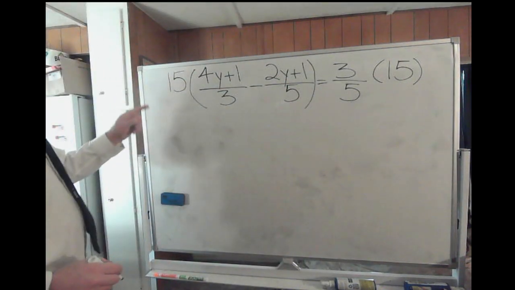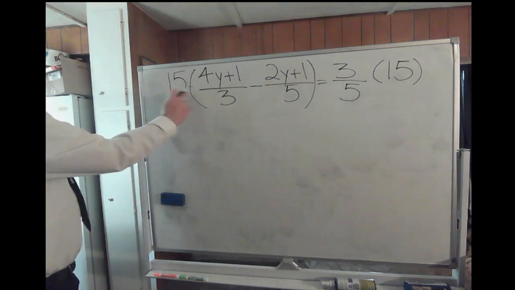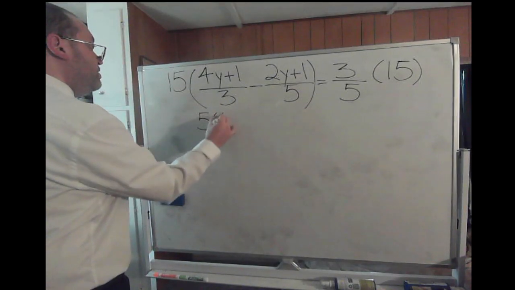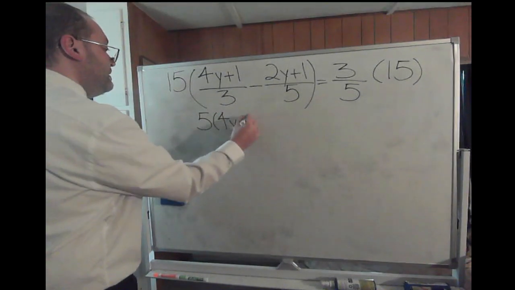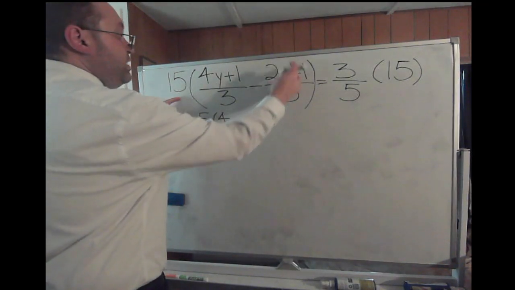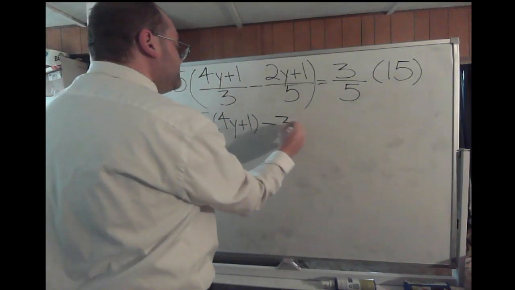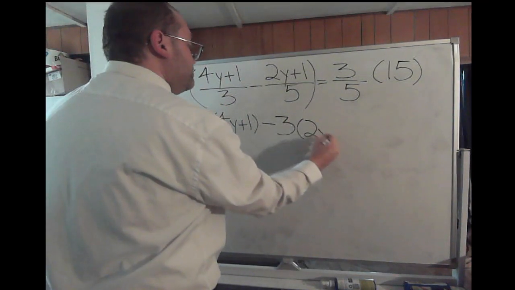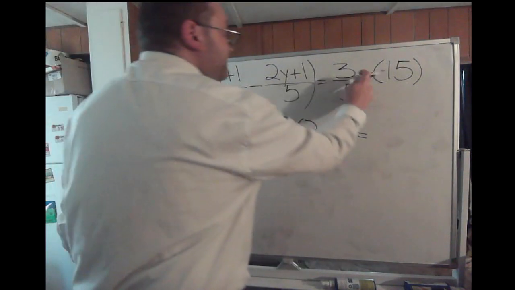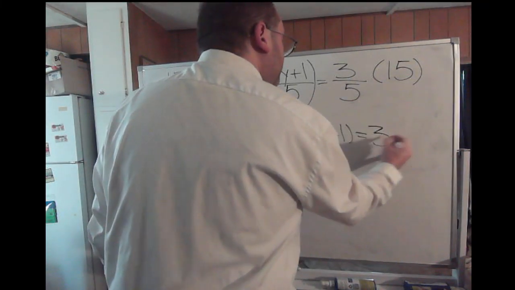Okay, so let's start with the first term. You have 15 times 4y plus 1 over 3. 15 divided by 3 is 5. So that's going to give you 5 times the quantity of 4y plus 1 minus, you have 15 times 2y plus 1 all over 5. 15 divided by 5 is 3, so you have minus 3 times 2y plus 1. All that equal to, you have 3/5 times 15. 15 divided by 5 is 3, that'd be 3 times 3.